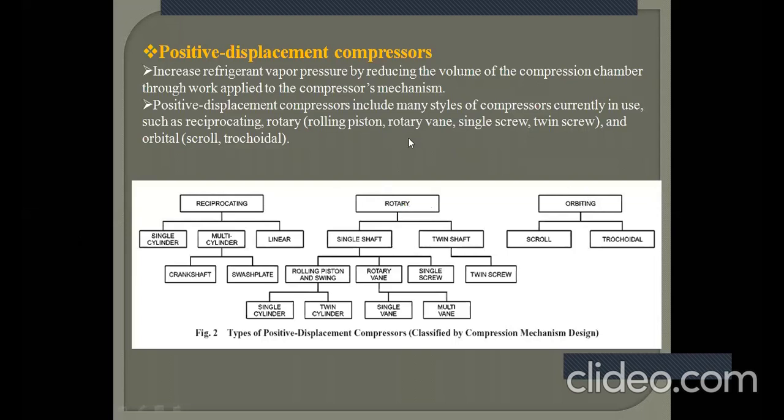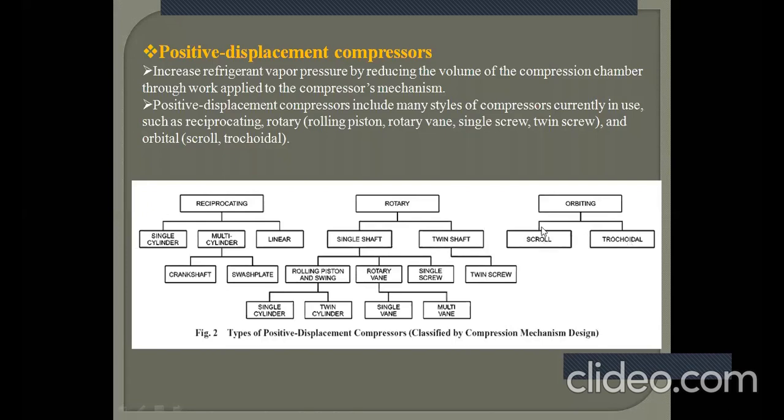Okay, so first, reciprocating type, we are all aware of that: single cylinder, multi-cylinder. Then rotary, which is either single shaft or twin shaft. Single shaft is again rolling piston, rotary vane, or screw type, and twin shaft comes in the category of twin screw. The single shaft is a single screw, and twin shaft is two screws, twin screw, sorry. And orbiting type is scroll and trochoidal.